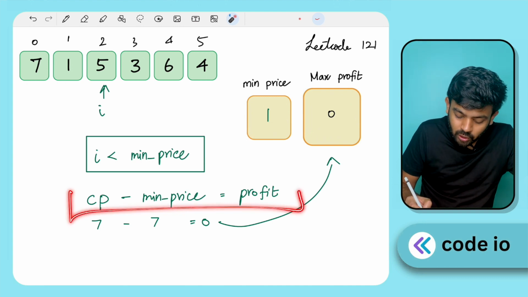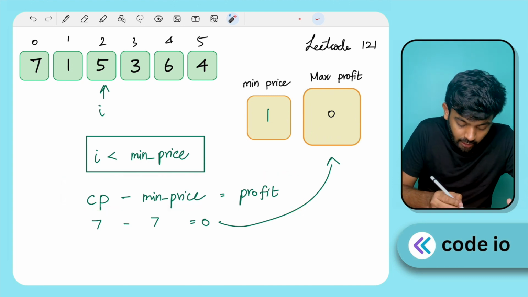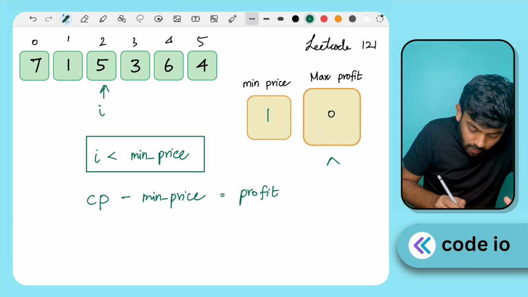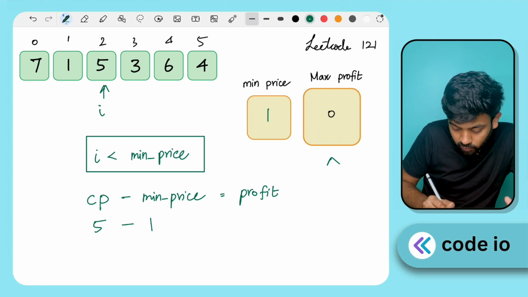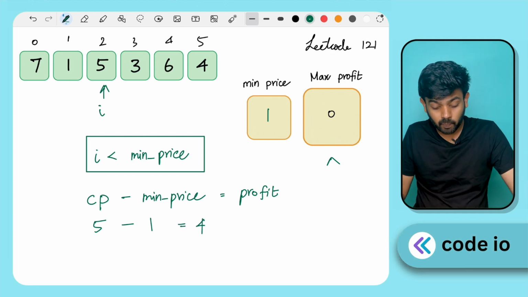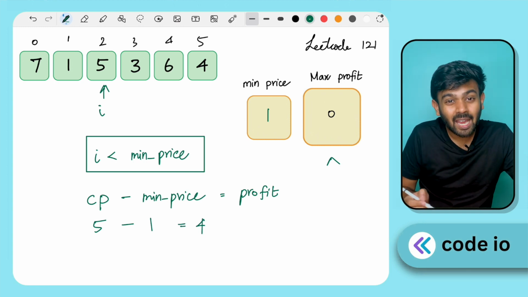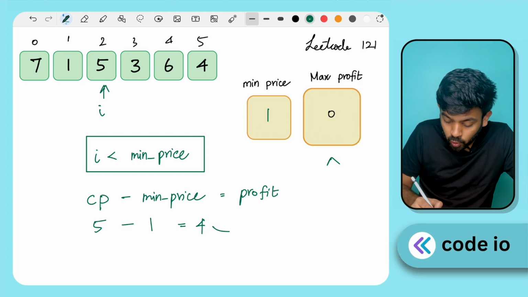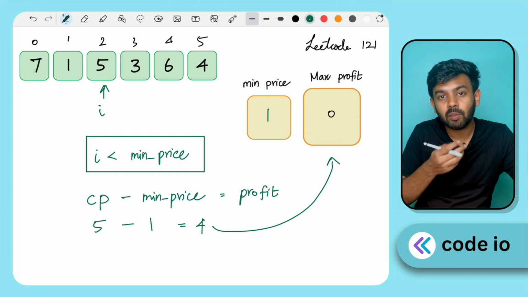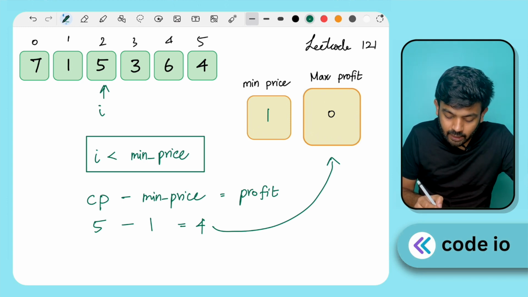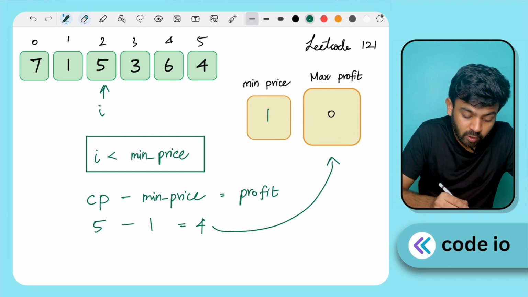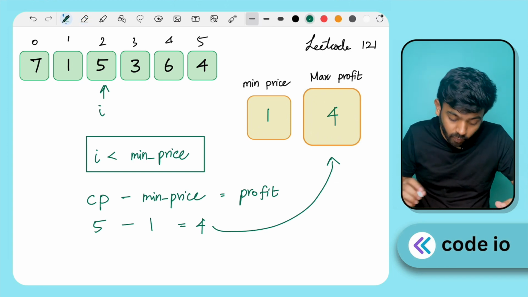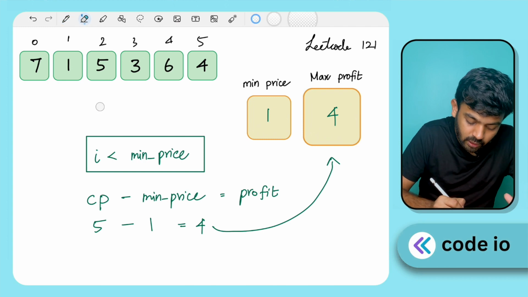So you are going to check what is your profit. My current price is 5 and my min price is 1, so my profit is equal to 4. I'm going to compare this current profit with my max profit, and I could see that my current profit is greater than my max profit, so I'm updating my max profit, that now becomes 4. Okay, moving on to the next iteration.